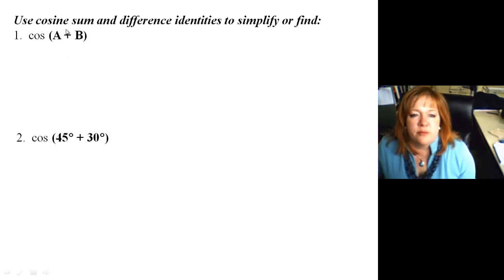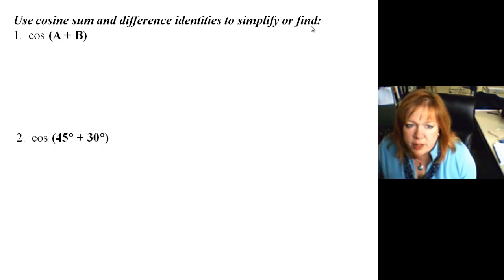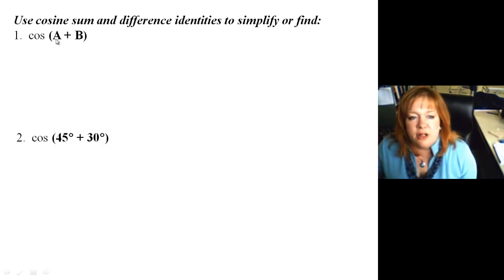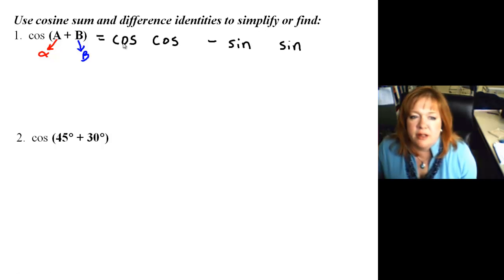So let's get started. Write cosine and sum difference identities to simplify or find. Now you have the sum and difference identities right in front of you. And if you look at cosine of A plus B, all they're trying to do is get you to practice filling in these formulas. So we're going to let this be our alpha, this be our beta, and I color coordinated them, so hopefully you can see the difference. The cosine of alpha plus beta is cosine, cosine, sine, sine, and a minus in the middle.